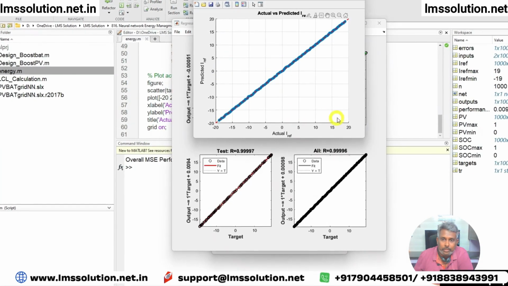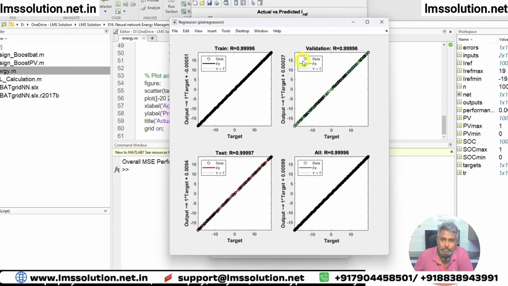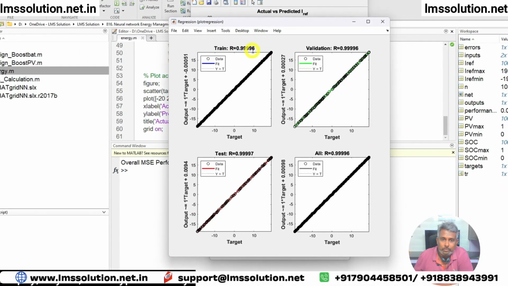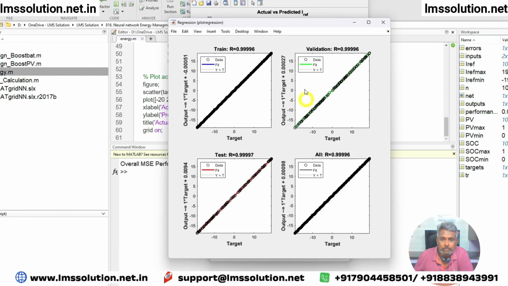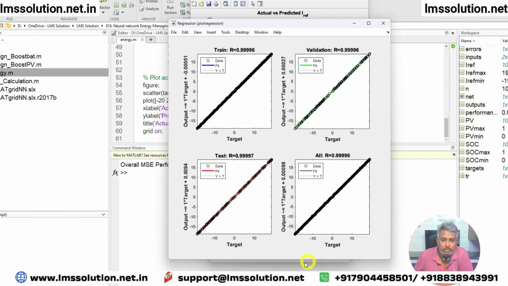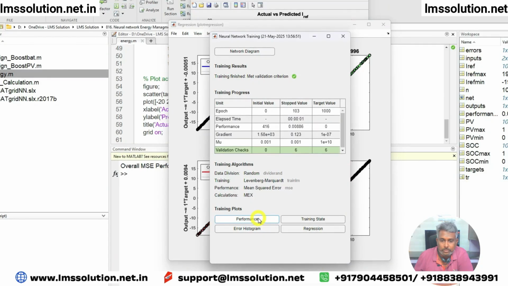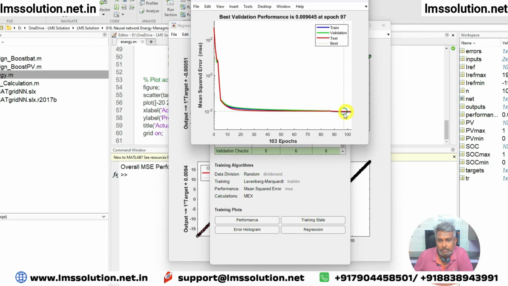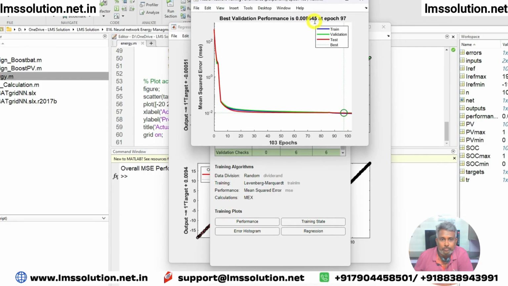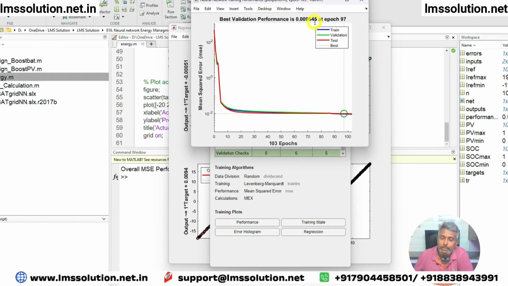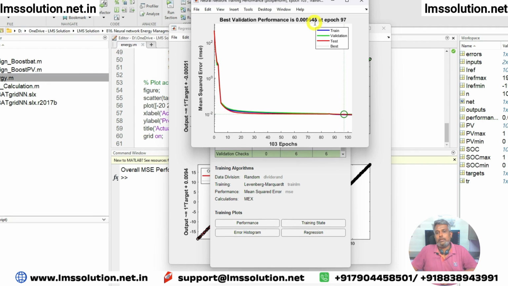The graph will be actually predicted, and this is a regression plot. You can see that the R value is around 0.98 for training, testing, and validation, and you can also see the detail of performance. This is the performance of the training process. We are getting around 0.009645 mean square error. The error is very minimal in the training, testing, and validation.